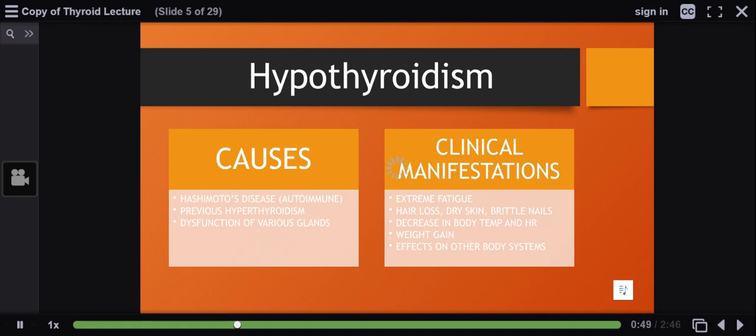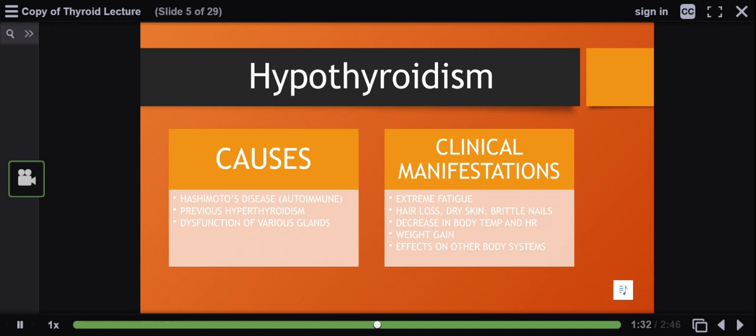Another cause may be a dysfunction of other various glands, which can be broken up into primary and central hypothyroidism. Primary hypothyroidism is a dysfunction of the thyroid gland itself. Central hypothyroidism would be a malfunction of either the hypothalamus or the pituitary gland, or both. A malfunction of either one or both of these glands can negatively impact that negative feedback system that I was talking about on the previous slide with the release of the TSH hormone.